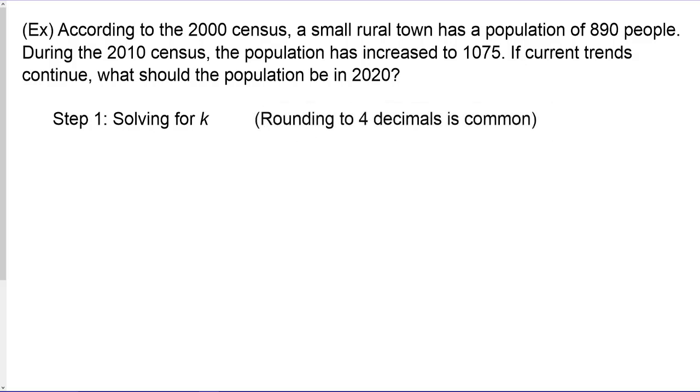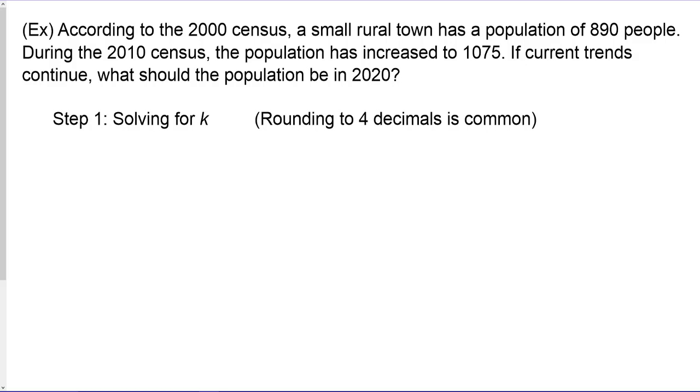Generally, when you get k, rounding to 4 decimal places is common, unless you have a bunch of leading zeros, which you might need to just make sure you have at least 2 or 3 significant figures. But that shouldn't happen in this case. So let's just show you how to solve for k at this point.